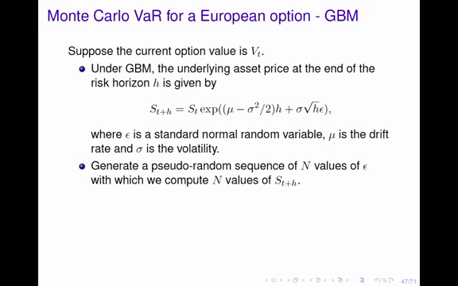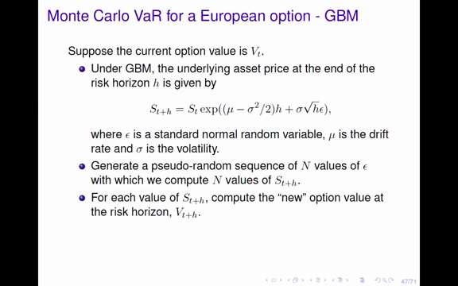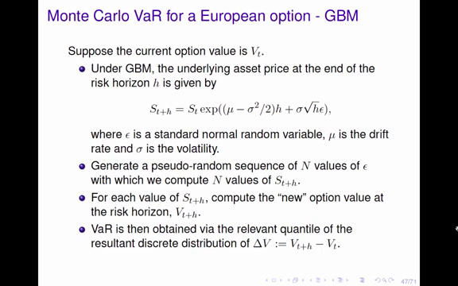First, generate a pseudo-random sequence of n values of epsilon, and by substituting which into the above formula, we get n values of S_{t+h}. Then, for each value of S_{t+h}, compute the new option value V_{t+h} at the risk horizon. Finally, VAR is obtained via the relevant quantile of the resultant discrete distribution of delta V, that is, the change in the option value over the time horizon h.